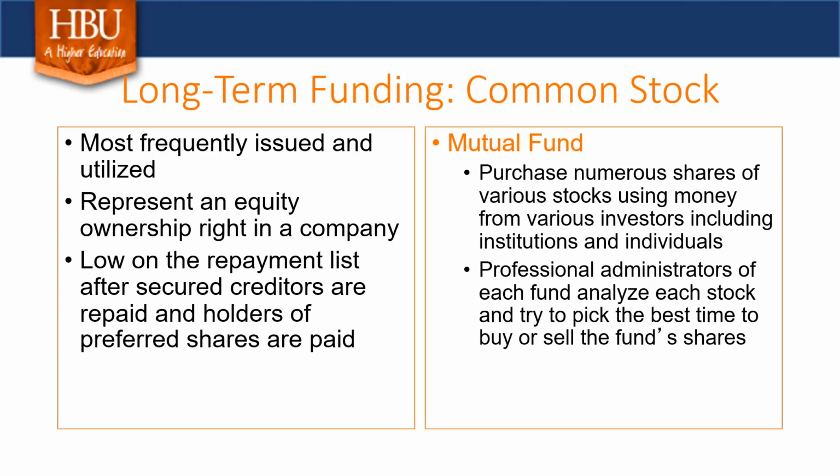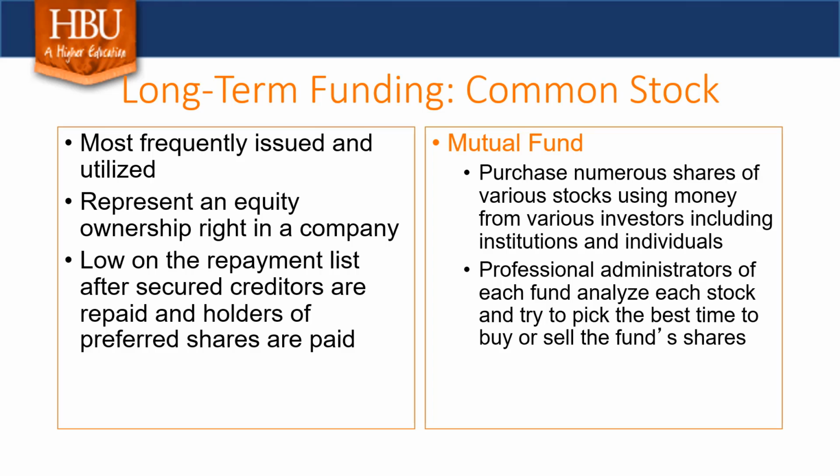A very common way we see in raising long-term funding or capital is through common stock. This is the most frequently issued and utilized stock. It represents an equity ownership right in a company. However, it's low on the repayment list because secured creditors are repaid and holders of the preferred shares, which we'll talk about in a minute, are paid first. It's usually low risk.